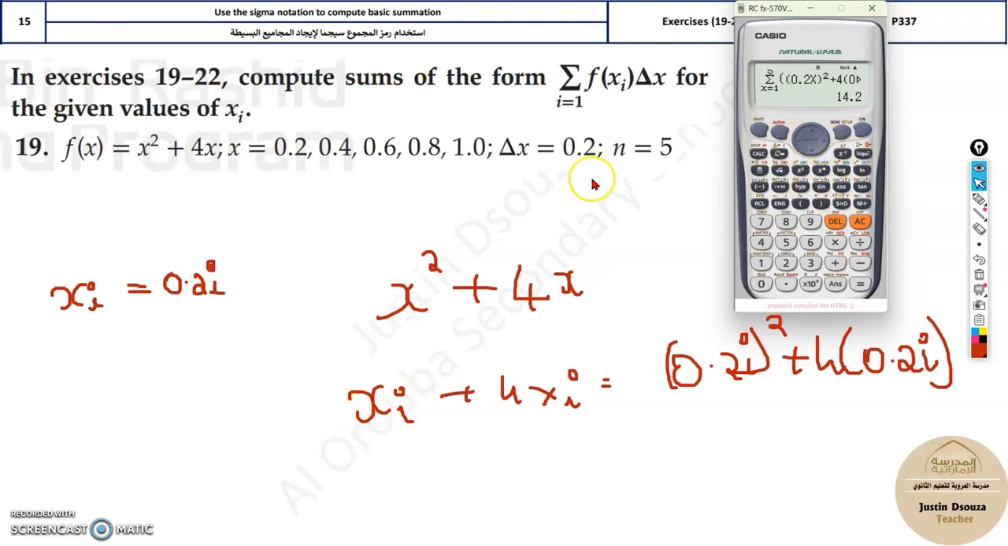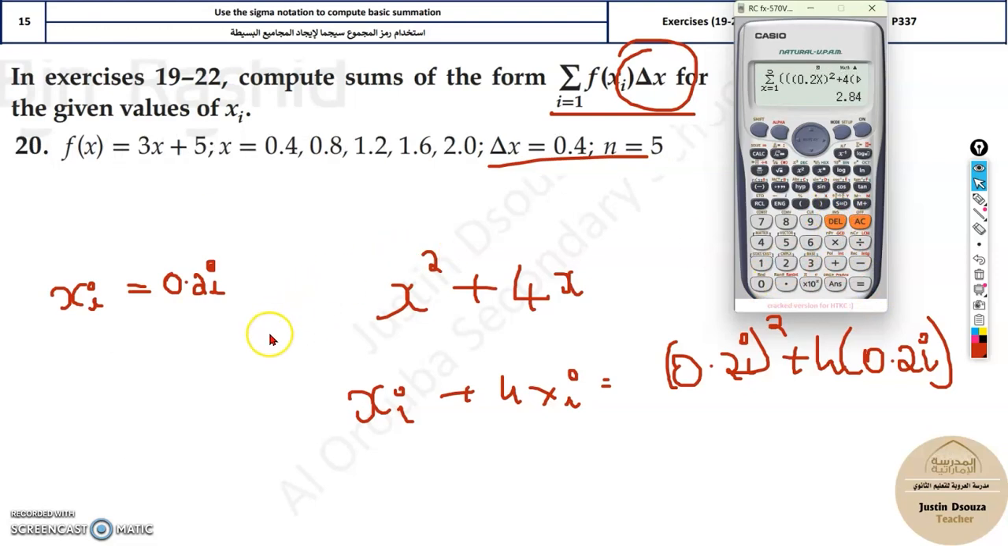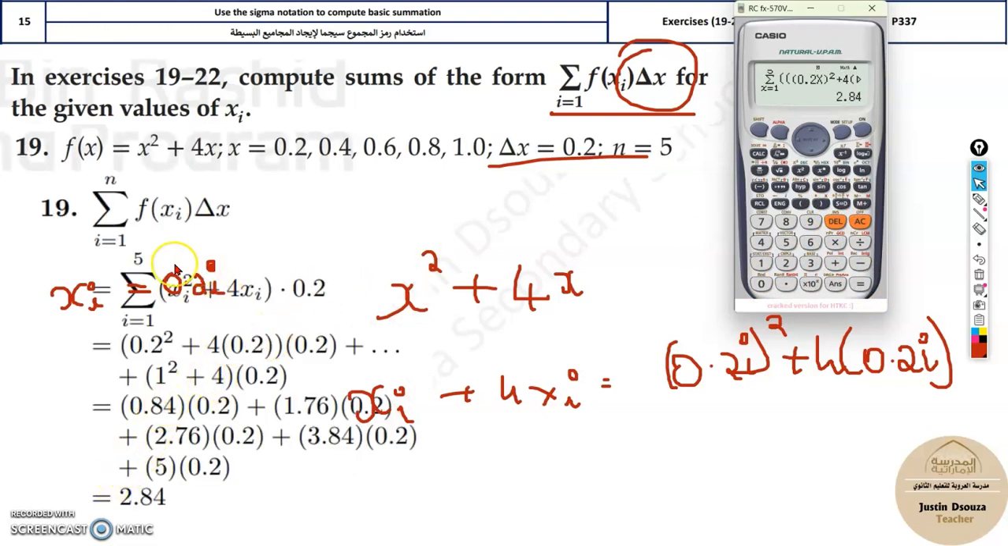Now, I have done f of xi, but I have not finished the problem. So there is one thing, guys. Look at the function. What do they have to find? Compute sums of the form. Over here, delta x must be multiplied, and delta x is 0.2. I forgot to multiply that. So now let me do it. Please don't make the mistake which I just now did in the exam. I'll close these brackets and multiply with 0.2. And the answer would be 2.84. That is the answer. You can use the formula and do it, or directly, it's the same thing.